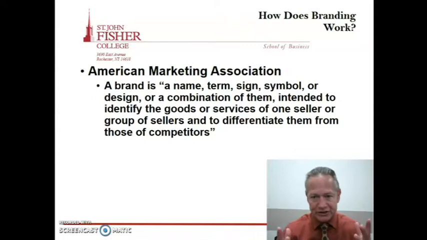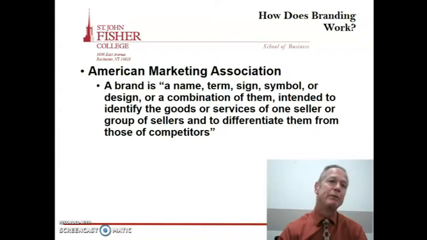If you look at MGM, their brand symbol is the lion that roars at the beginning of the movies. A brand could be a name like Audi or Chevrolet, or a brand could be a subset like Lexus is a subset of Toyota. What a brand does is it differentiates products from other products in the seller's mind.